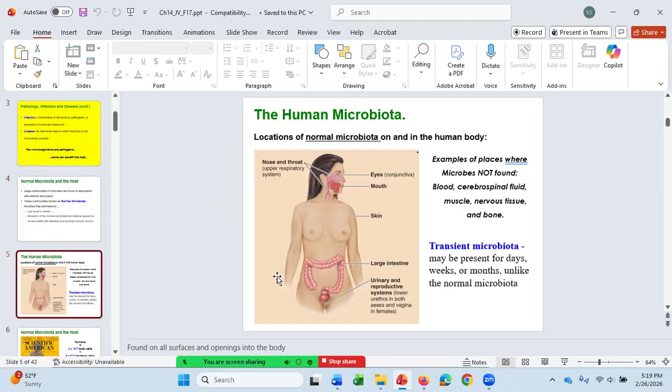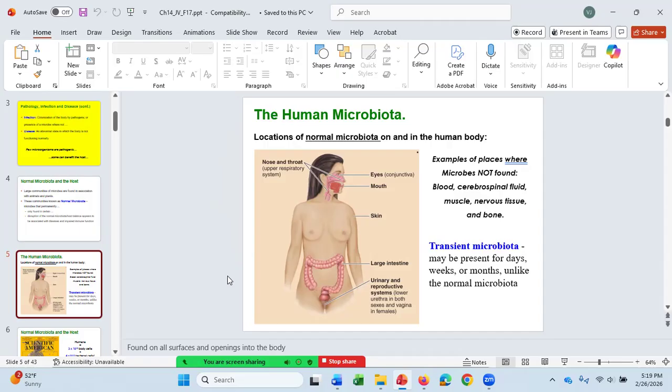The normal microbiota is found in and on the body. So obviously our skin, large communities on our skin, in the intestines and in the gut, large communities in there. In the urinary and reproductive systems, especially the lower urethra, both males and females, in the vagina, the mouth, of course, that's part of the gastrointestinal tract, the throat, large microbial communities in the eyes, in the nose.